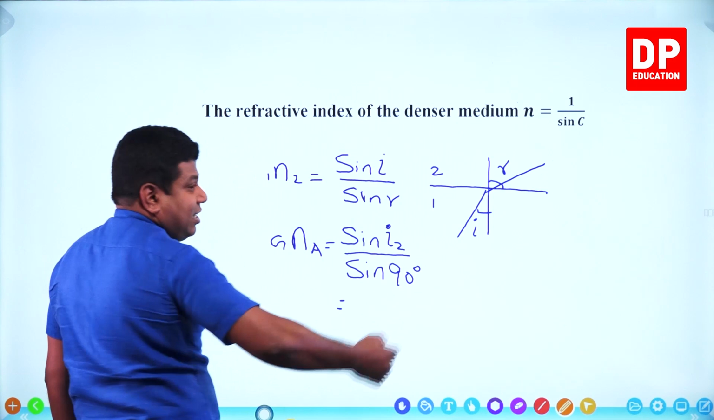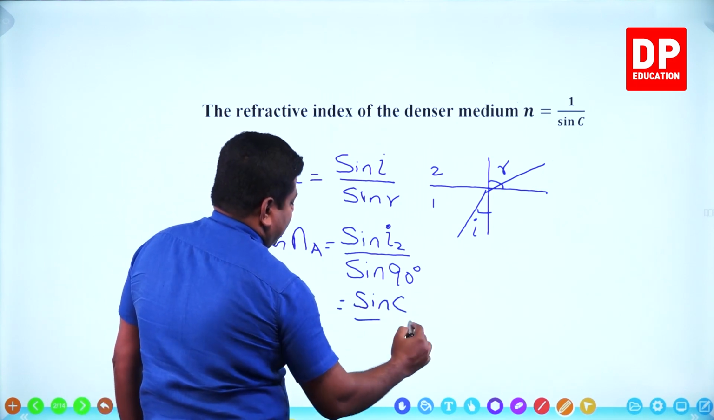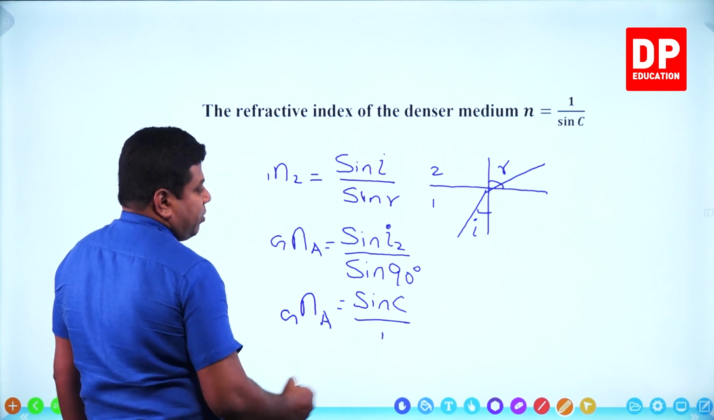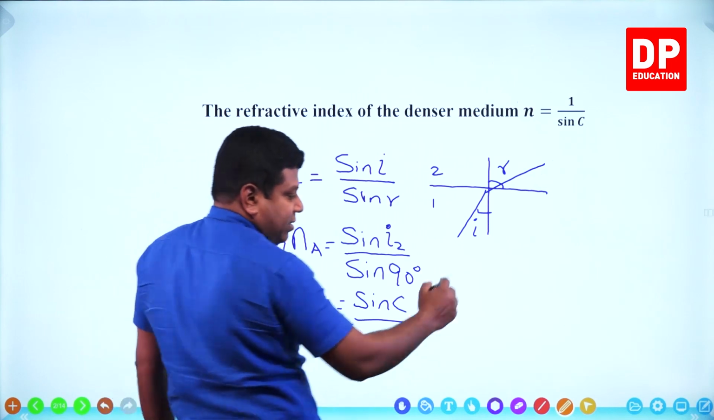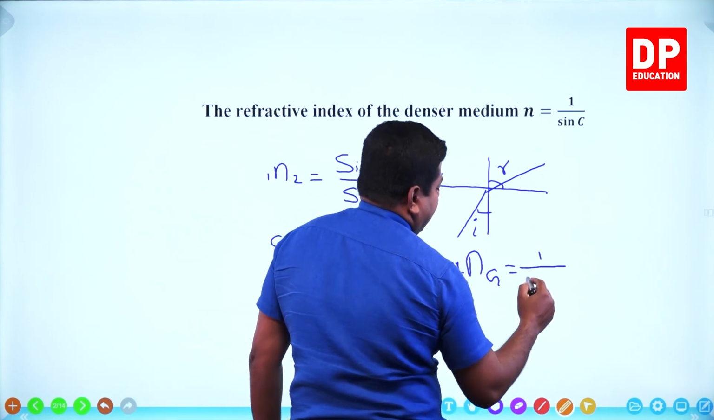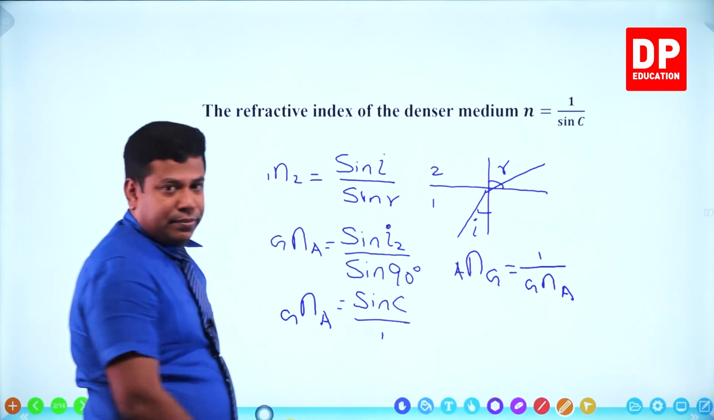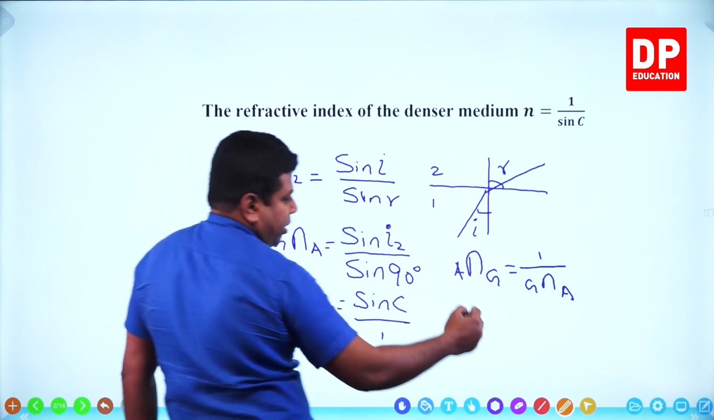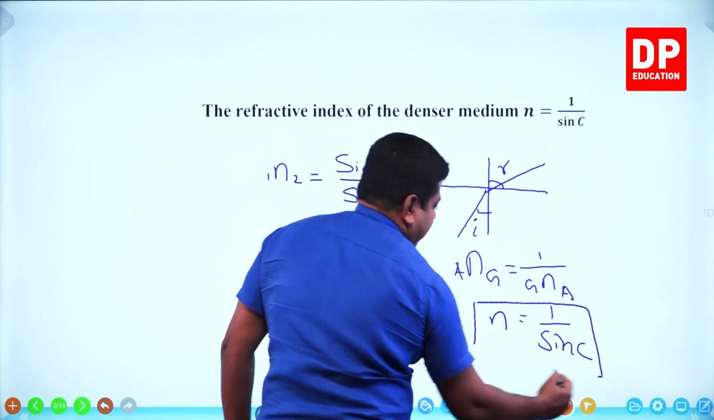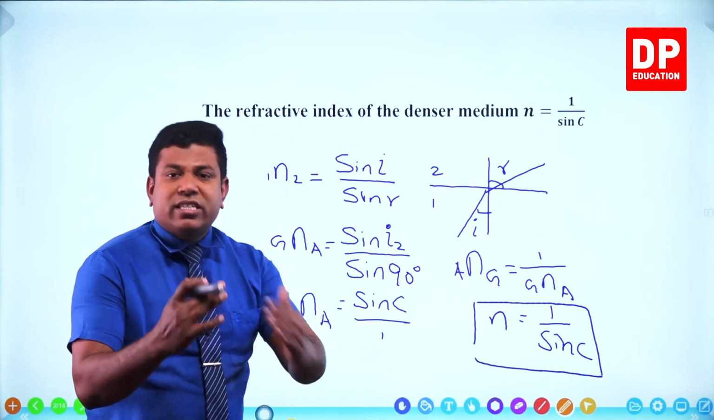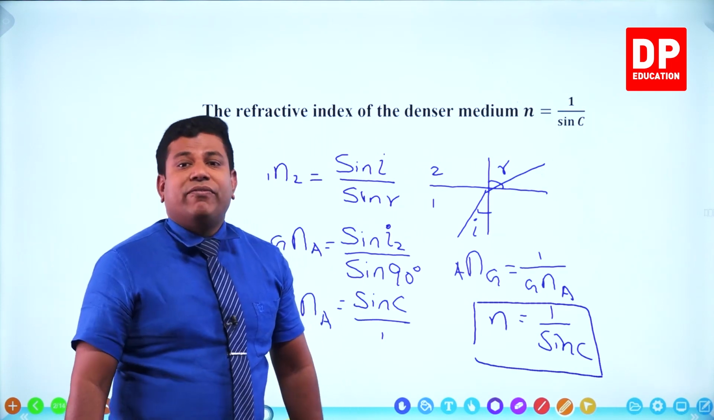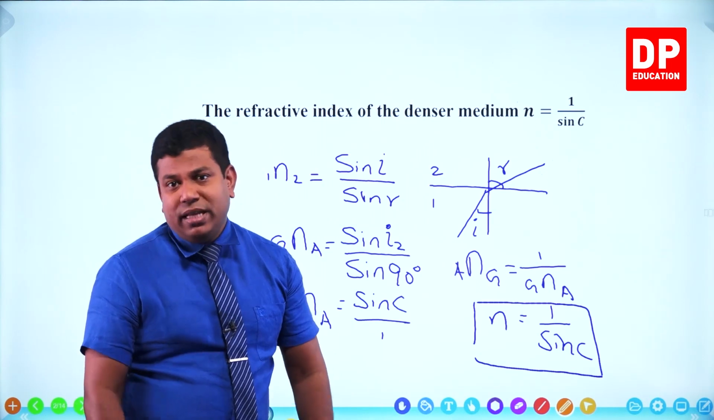Sin i2, where i2 is the critical angle, so sin C over sin 90. Sin 90 is 1. This is gna. But what I want to find is glass's refractive index. With respect to air, glass's refractive index will be 1 divided by gna. We studied this. gna is sin C, so 1 divided means 1 over sin C. The refractive index of glass, the refractive index of the denser medium, will be 1 over sin C. If we can find the critical angle, then we can find the refractive index of the denser medium also.